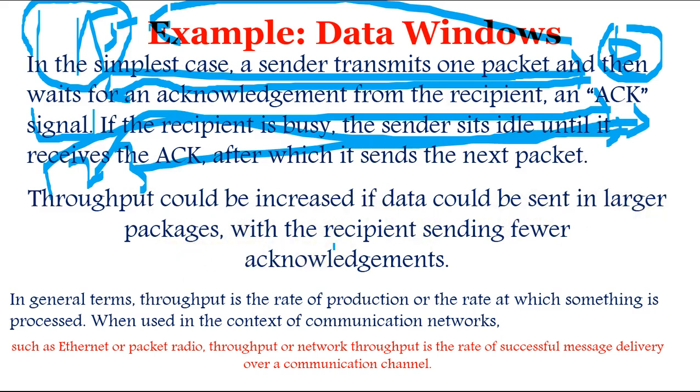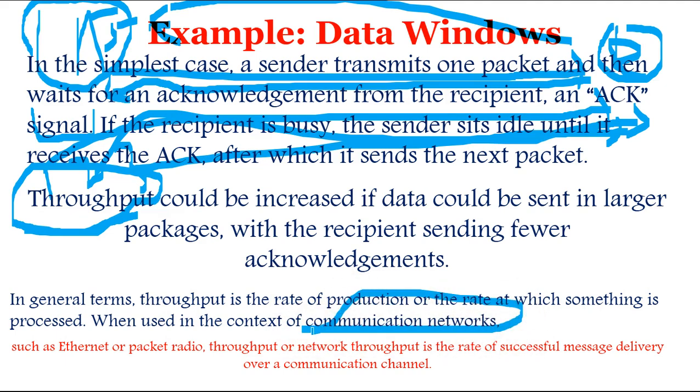with the recipient sending fewer acknowledgements. So throughput is nothing but, guys, let me tell you here in simple terms, throughput is a rate of production, or the rate at which something is processed. If you are talking about a network, such as Ethernet, network throughput is the rate of successful data exchange. Okay, how quickly, how faster this data exchange is happening, that is known as throughput.